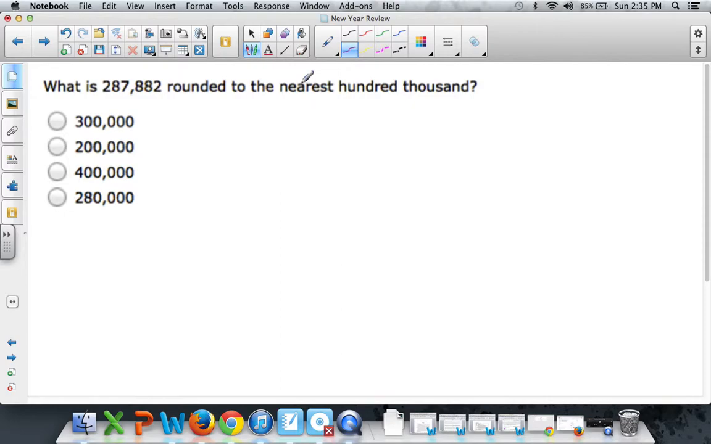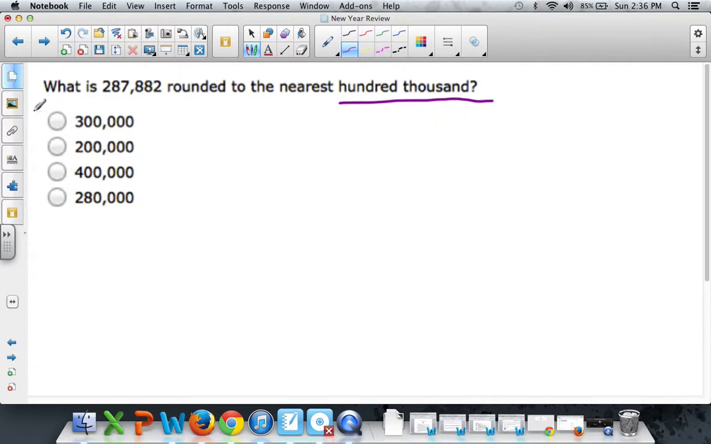So let's practice this little bit of review. It is something you should be familiar with already, but if you need a little extra help, here we are. We're rounding. What is 287,882 round to the nearest 100,000?